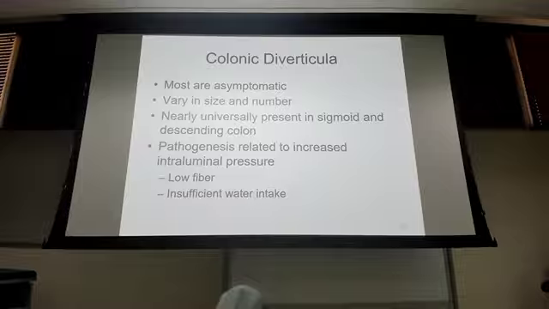Okay, so for colonic diverticula, most are asymptomatic. They vary in size and number. Usually it's in the sigmoid and descending colon. Almost universally, that's 3 to 5. Like I said, how do we get them? That's the increase in luminal pressure, low fiber diets, and being chronically dehydrated. Those are your big 2 causes.